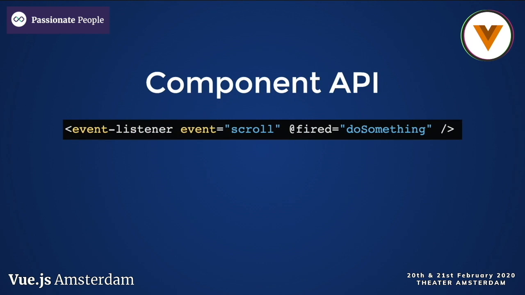So I want to have a component that looks like this. This is the API I want. We can give it an event. And whenever that event is fired, we can invoke a method. So when the user scrolls, the doSomething method will be invoked.